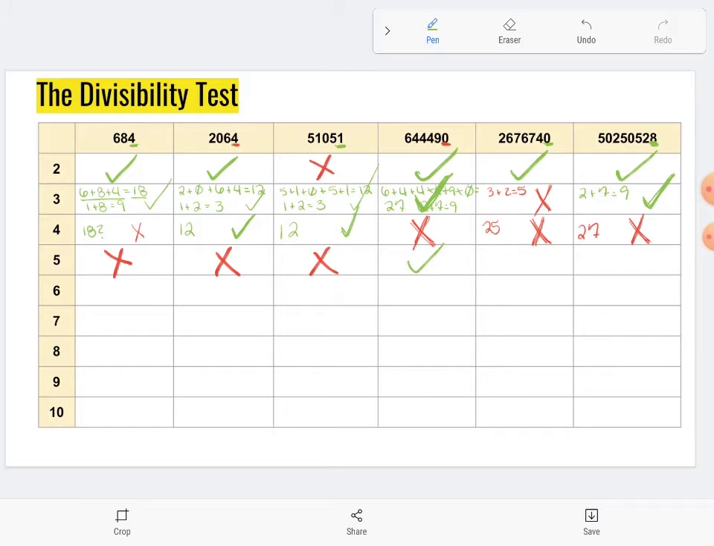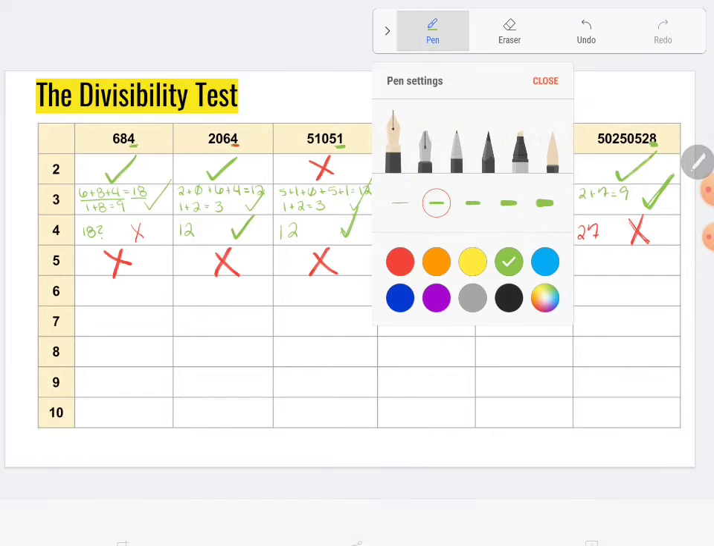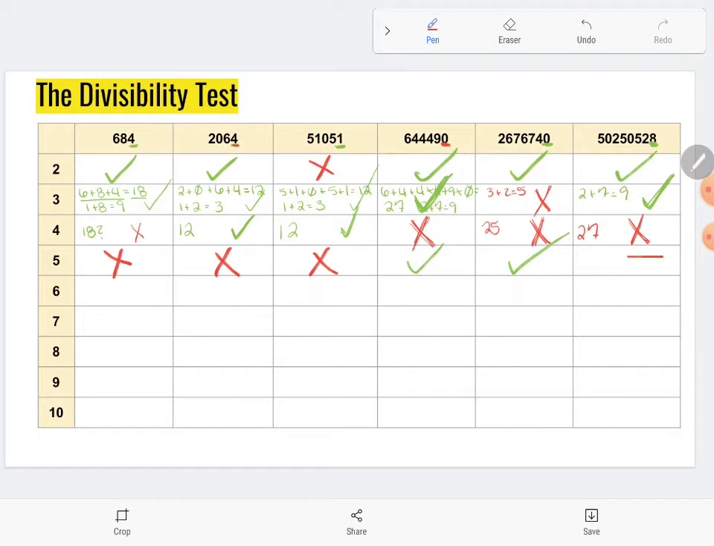I may get some wrong. As far as 5s go, it's actually very simple. If it ends in a 5 or a 0, it's supposed to be divisible by 5. So our next number ends in a 0, therefore it's divisible by 5. And our final number ends in an 8, therefore it cannot be divisible by 5.